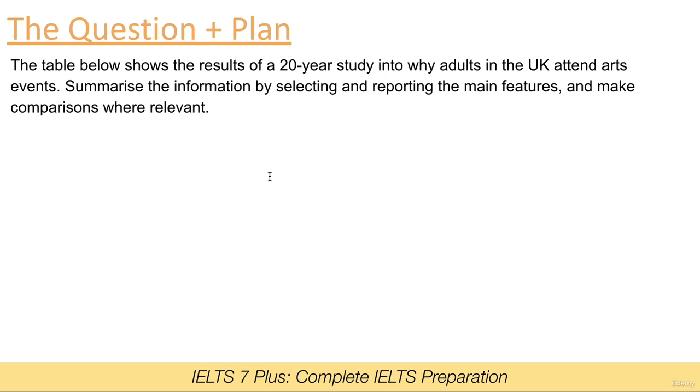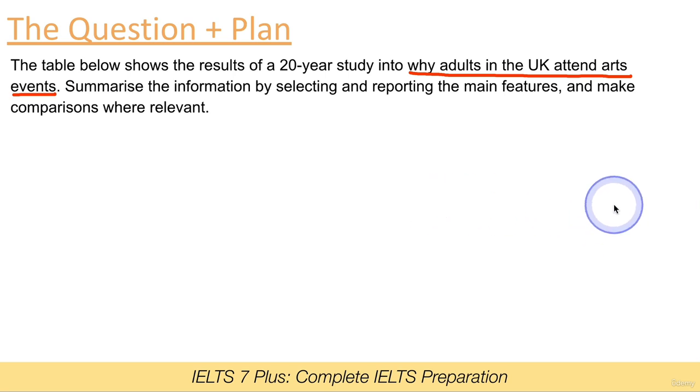And actually, how well you answer the question is a big criteria in what score you'll be given. So we always want to make sure we're answering the question properly. And in this case, we just want to pick the main features and compare the main features. Okay. So the table below shows the results of a 20-year study into the reasons why. So that might give us a clue at how the table might be constructed. Maybe into the reasons why adults in the UK attend arts events.